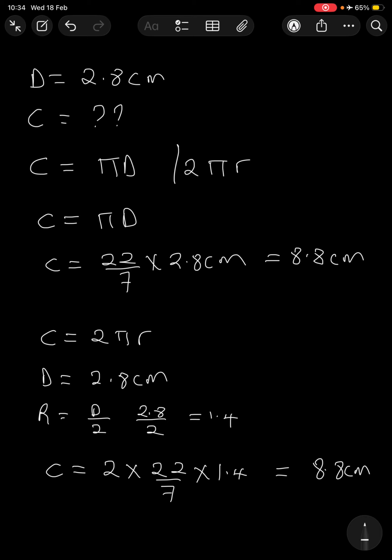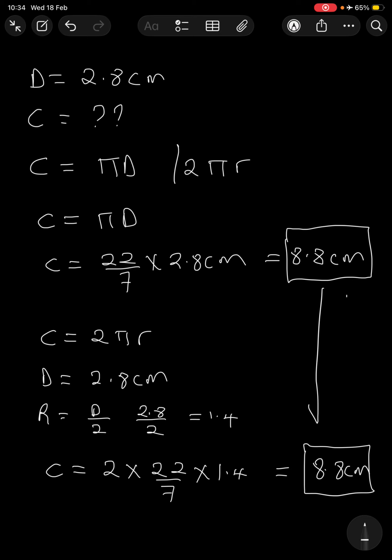So as you can see, circumference with pi d, I got 8.8 centimeters. Circumference with 2 pi r, it is 8.8 centimeters. So as you can see, the two formulas, you can use either pi d or 2 pi r.